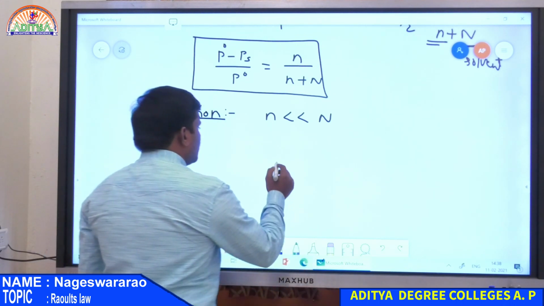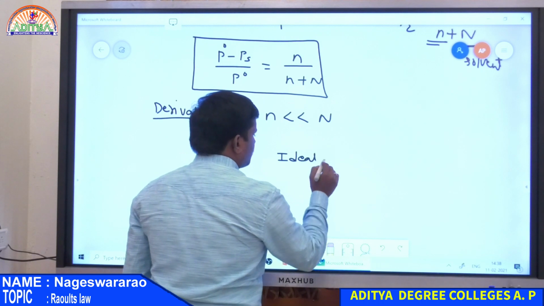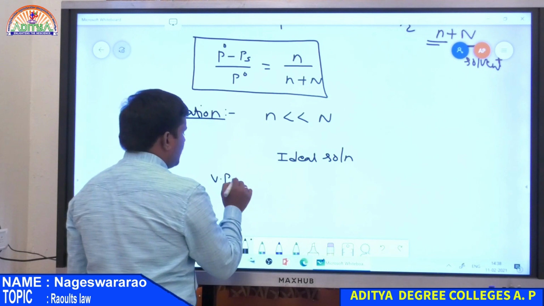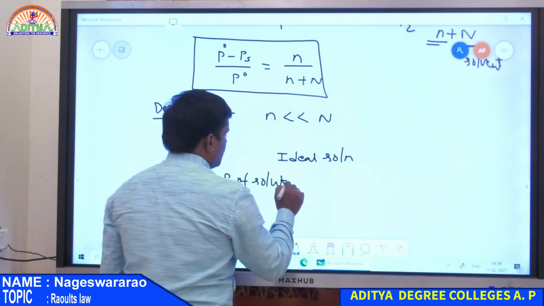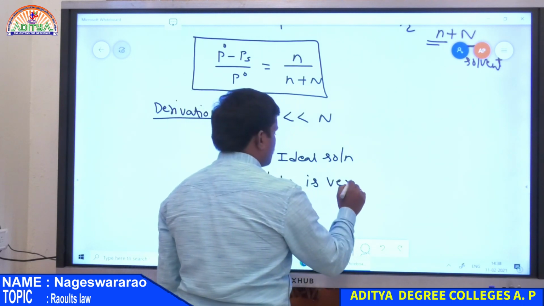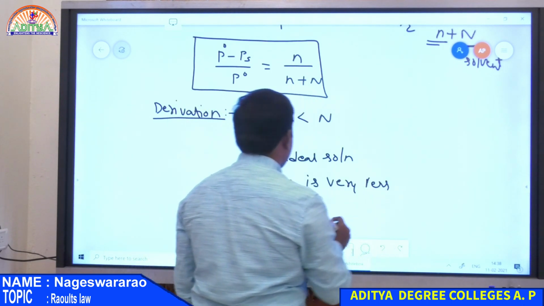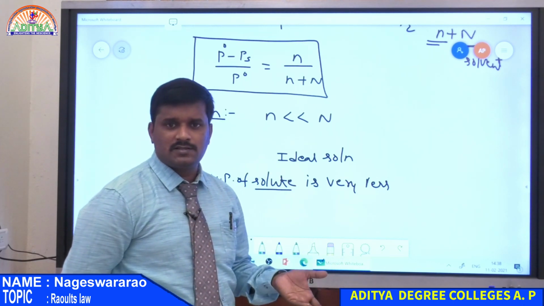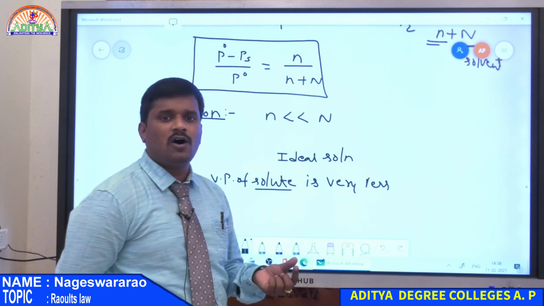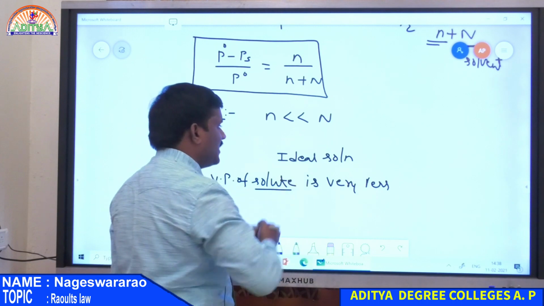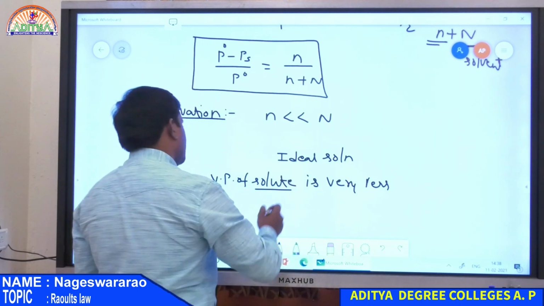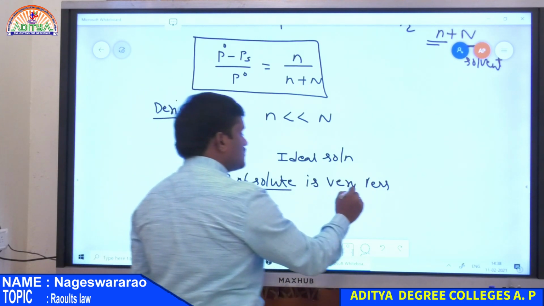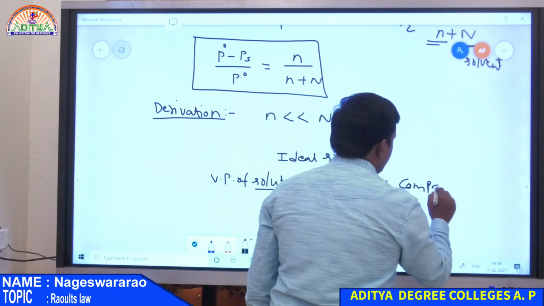Suppose it is an ideal solution, and also the vapor pressure of the solute is very low. Why is it very low? Because here our solute is a non-volatile solute, so it does not volatilize. It has only a very small vapor pressure, which is neglected when compared to the vapor pressure of the solvent. Hence the vapor pressure of the solute is very low compared to the solvent.